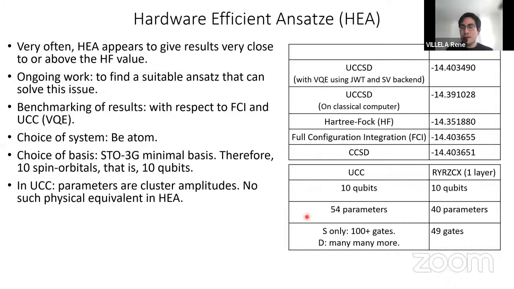And the problem comes in the number of gates. So if we're considering the unitary coupled cluster circuit, for single excitations, we need more than 100 gates. And for double excitations, we need many, many more gates. While for one layer of this type of hardware efficient ansatz, so RY, RZ, CX, we only need 49 gates, which is a reasonable number.